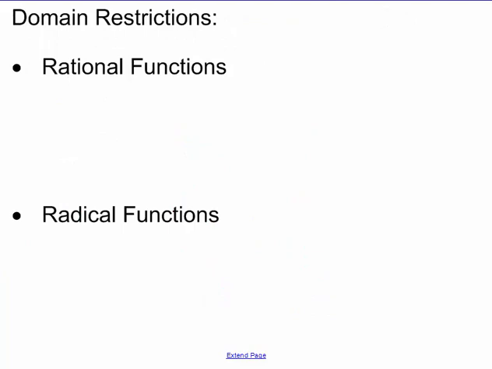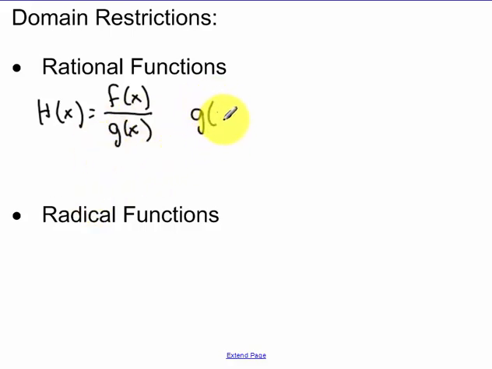Domain restrictions. Really, there's two functions that have domain restrictions that we often talk about. Rational functions. So we have some rational function where we have some polynomial on the top and some polynomial on the bottom. Your domain restrictions happen when the bottom function can't be equal to 0. So when that function equals 0 is your domain restriction.